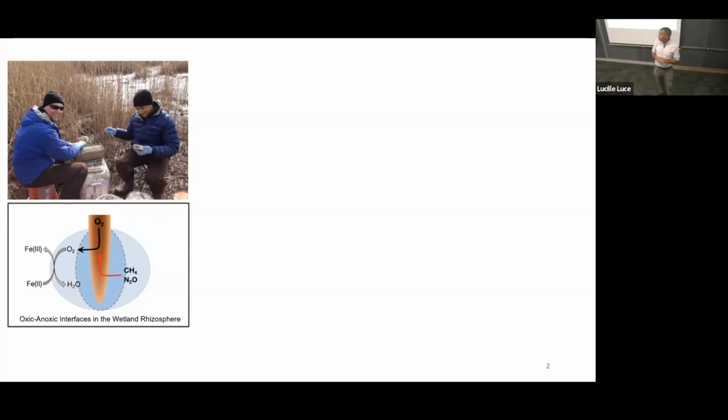A lot of what we were doing was focusing on the wetland rhizosphere, the release of oxygen from parenchymal wetland roots into anaerobic wetland soils, the formation of these oxic-anoxic interfaces in the subsurface, and how that affects cycling of redox-sensitive metals like iron and the coupling of that to other biogeochemical processes. We were also interested in how this gas transfer conduit can also facilitate the release of methane and nitrous oxide.